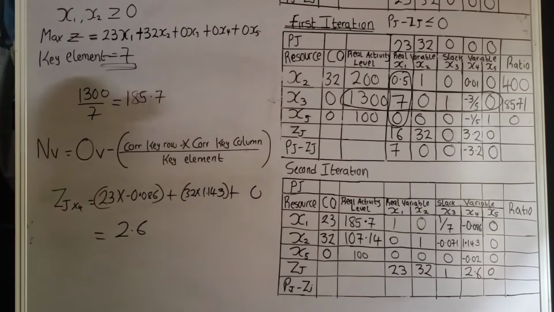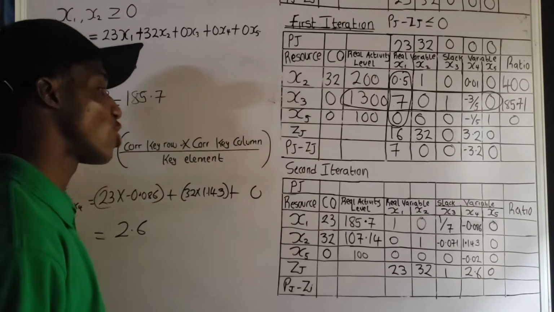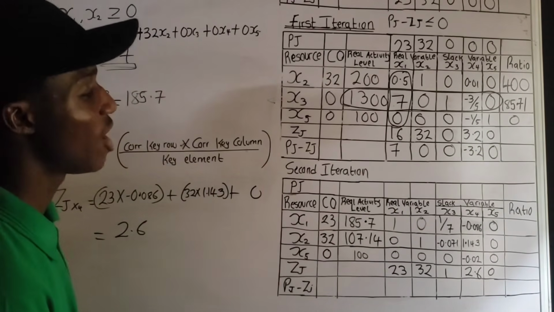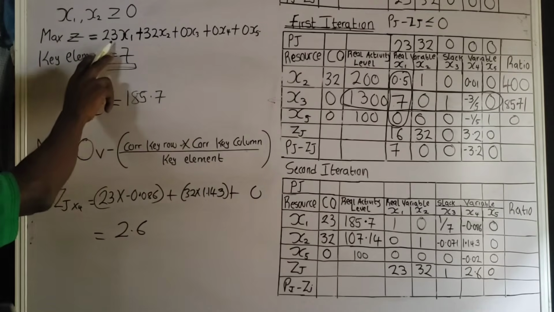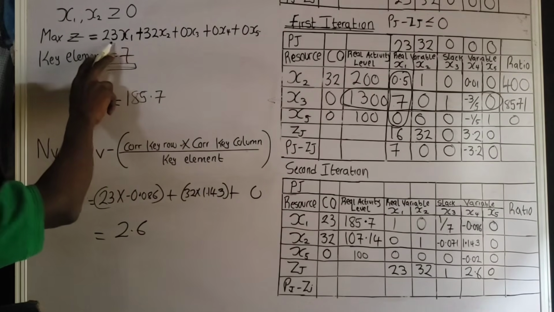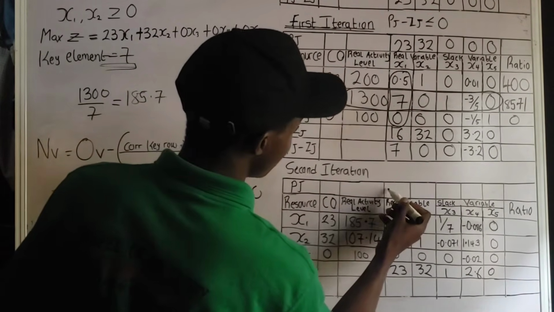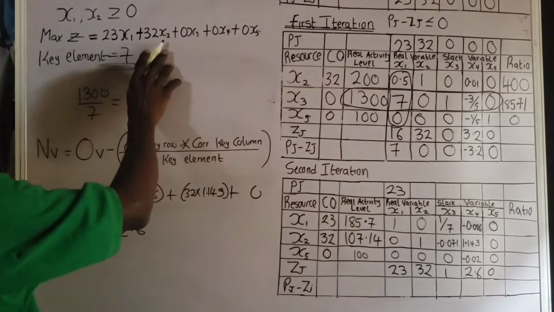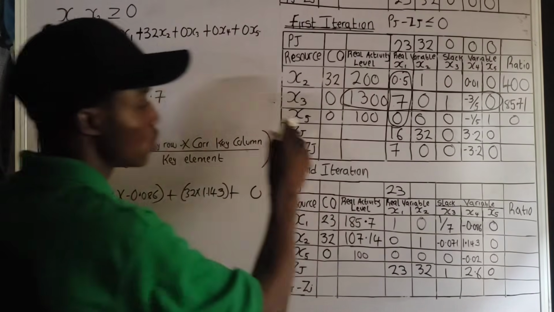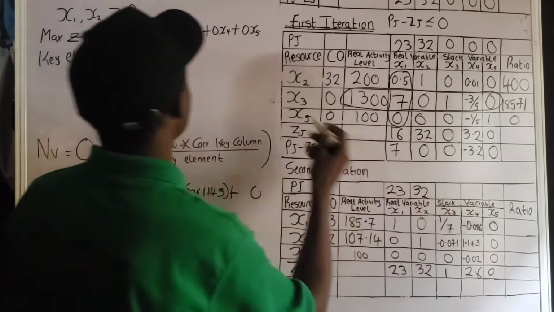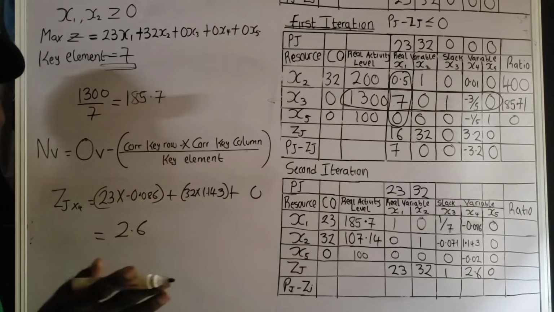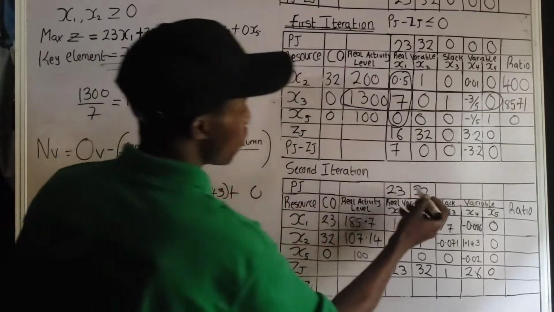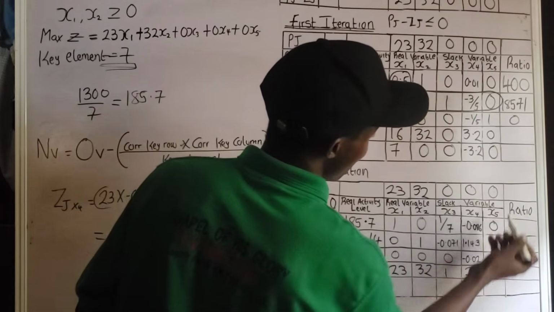Okay, now let us proceed to get the value of the Pj minus Zj. Don't forget that Pj of each variable is the coefficient of each variable in the objective function. So for x1, the coefficient of x1 in the objective function is what? 23. So I'm going to have 23 in this place. The coefficient of x2 in the objective function is 32. So I'm going to have 32 in this place. The coefficient of x3 in the objective function is what? 0. And for x4 is also 0. For x5 is also what?